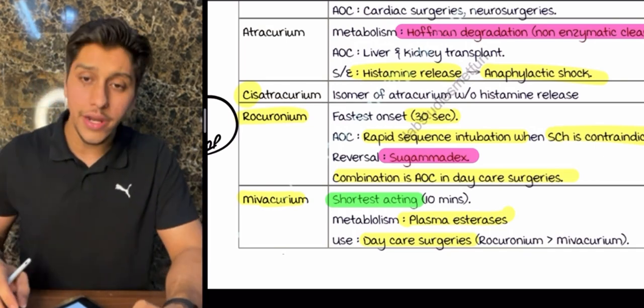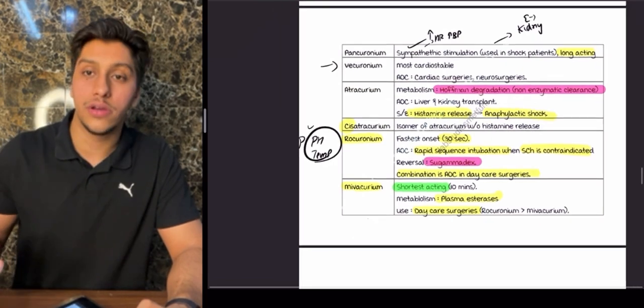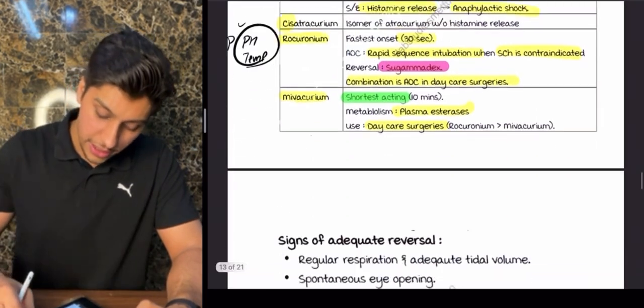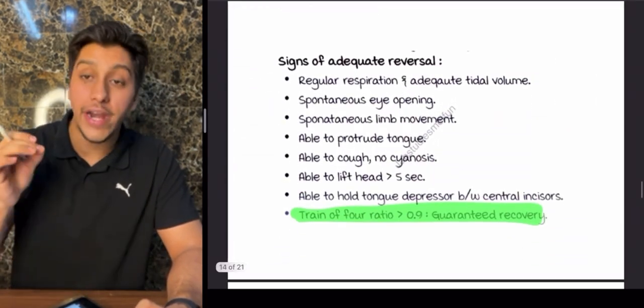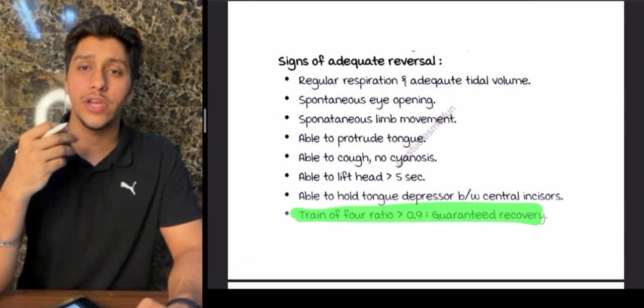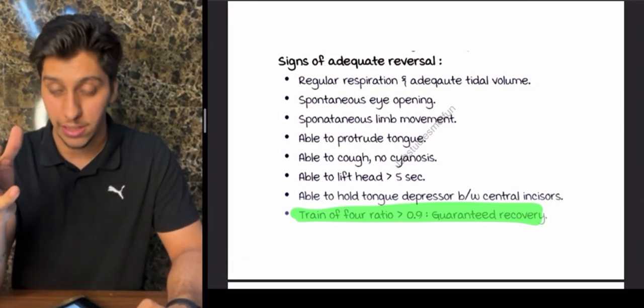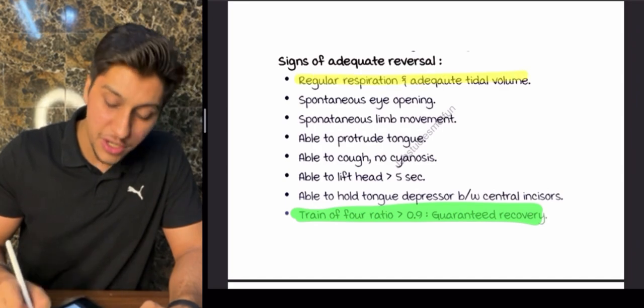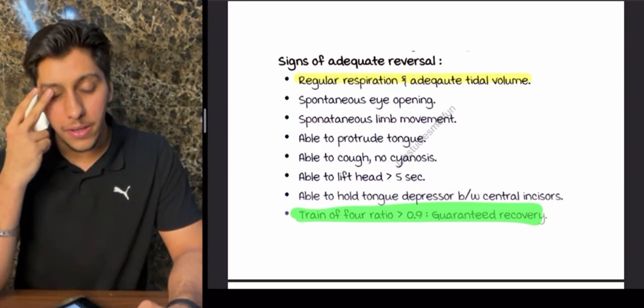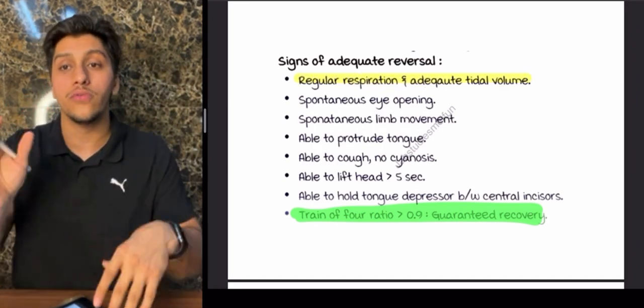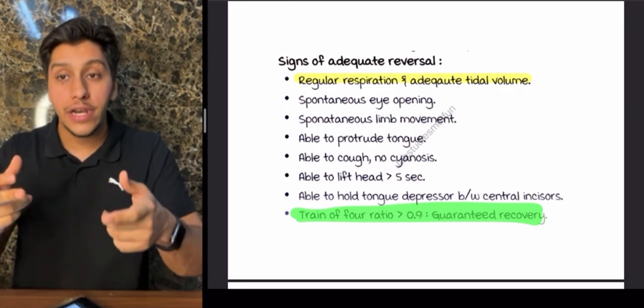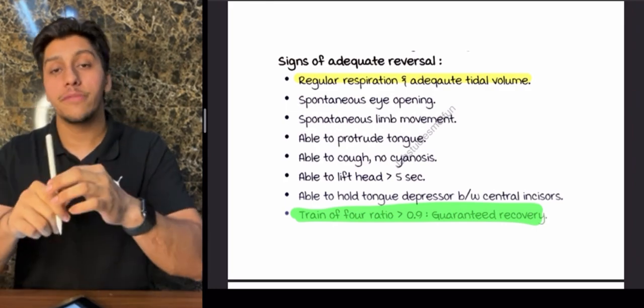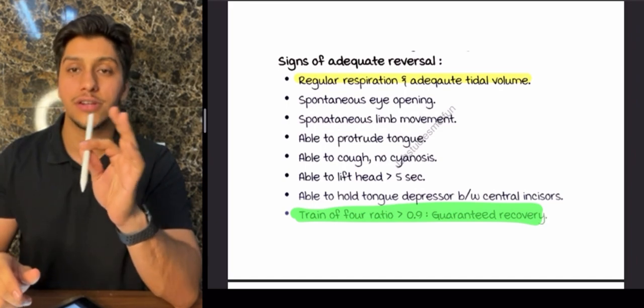Alright. Next, doctors, we are done with the topic of muscular relaxants. Let us talk about the signs of adequate reversal. When you give neostigmine, pyridostigmine or edrophonium, how do you see it? Remember, one is regular inspiration and adequate tidal volume. The patient is able to open his eyes, move his fingers, protrude his tongue, lift the head at least for 5 seconds, and hold a tongue depressor between the two central incisors.